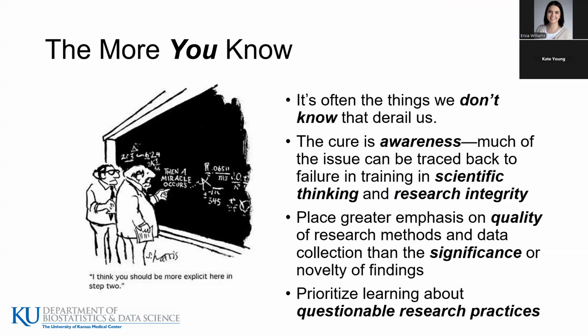So the first step in improving this as researchers is to understand the things that we don't know. It's often the things that we don't know that derail us. So the cure is awareness. We need to seek out and improve our training in scientific thinking and research integrity. And we have to prioritize learning about questionable research practices.